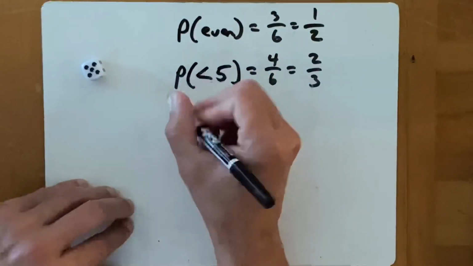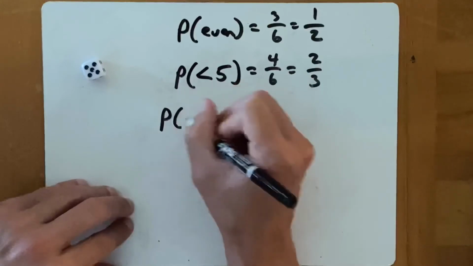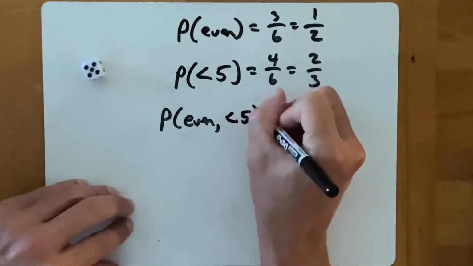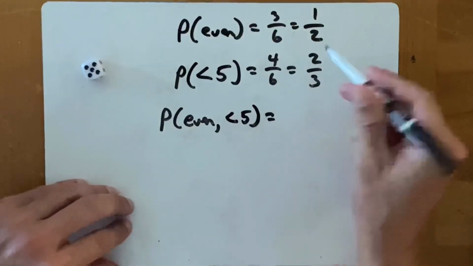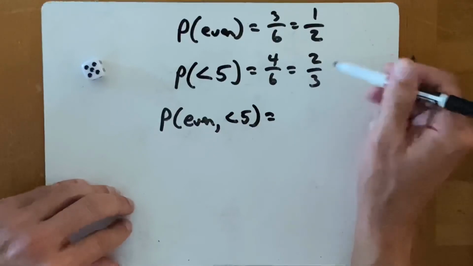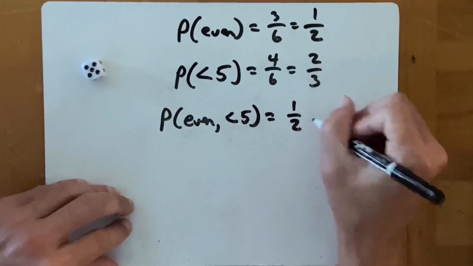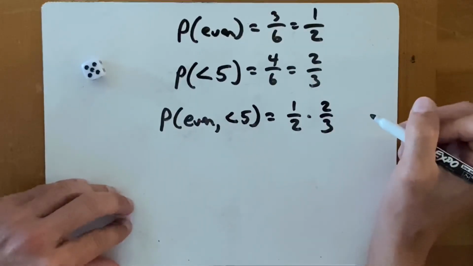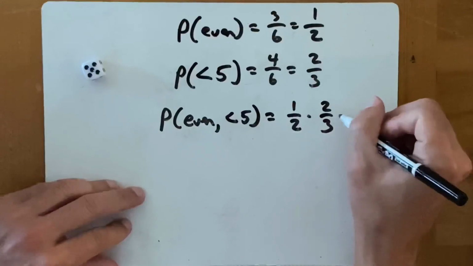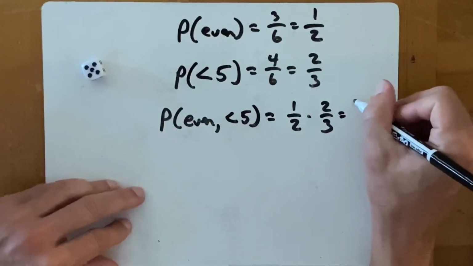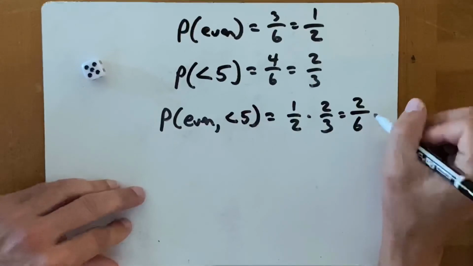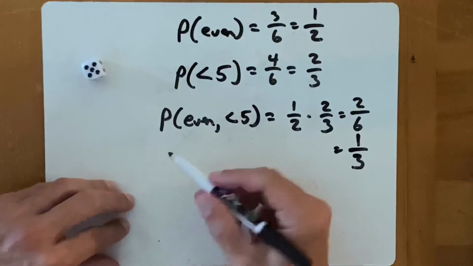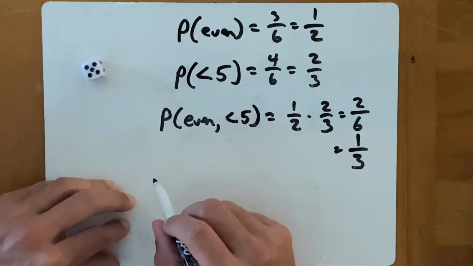Now, if I ask, what's the probability of rolling an even number, then a number less than 5, I take the two individual probabilities and simply multiply those two together. So 1/2 is the even, times 2/3, which is the probability of rolling less than 5. Multiply those together straight across. I end up with 2 out of 6, or a 1/3 chance of rolling an even number and then a number less than 5.